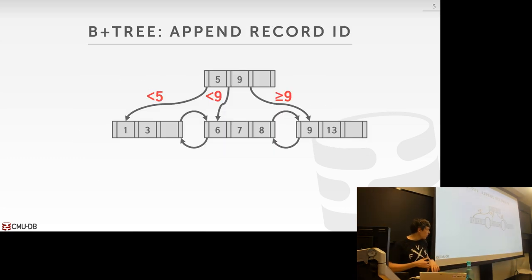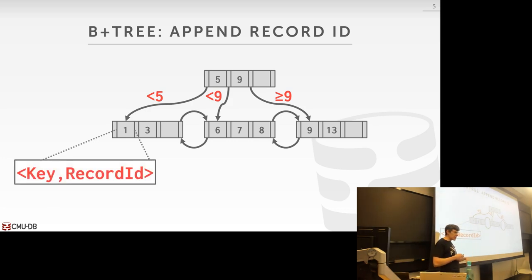So this is our simple B plus tree that we talked about before. The first approach is, again, to append the record ID. I'm showing just the key value, assume there's an attribute A, and here's all the values for them. In actuality, what the database system is storing is a combination of the key and then that record ID.